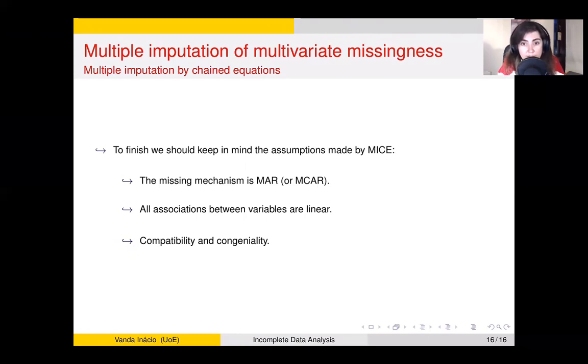And just to finish this part, the assumptions that mice, the algorithm, makes are that the missing mechanism is missing at random or missing completely at random, all associations between the variables are linear, and we have the concepts of compatibility and congeniality. Okay, and that's everything for this part.